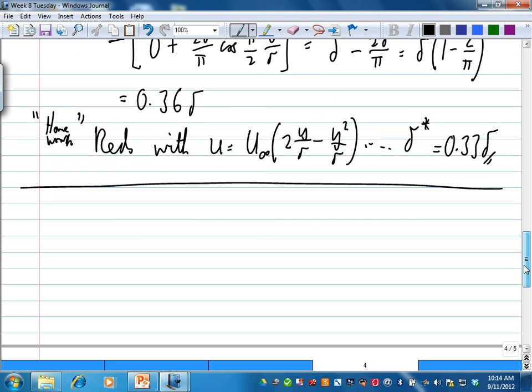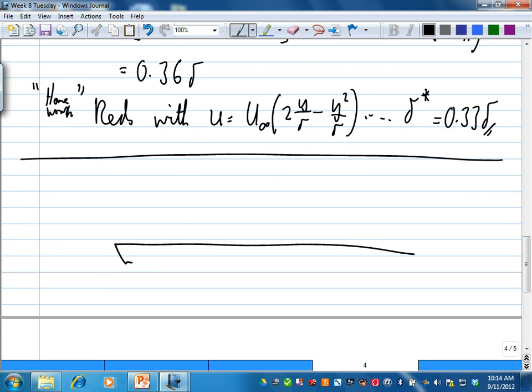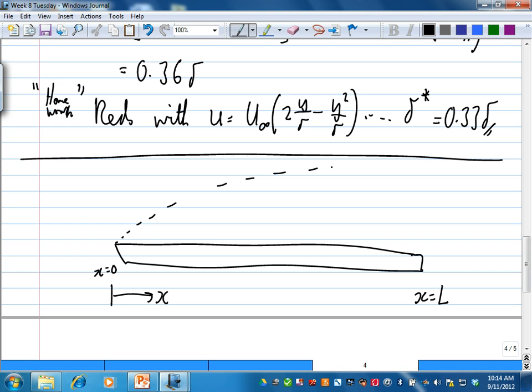Is that okay so far? So for the plate, this is the distance x from the leading edge. Here x equals 0. At the trailing edge, maybe x equals L, big L. So x is a variable, being the distance from the leading edge. Is that okay? So this is our del, which is a function of x. At each point you get a different value of del.